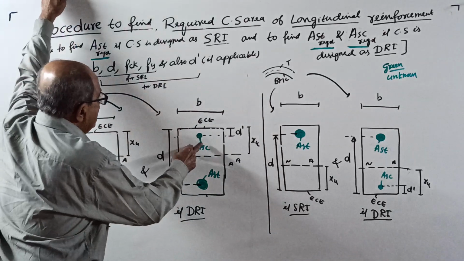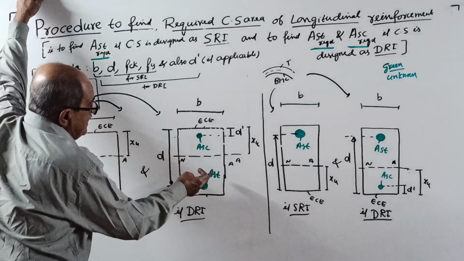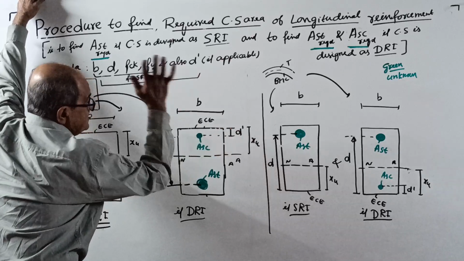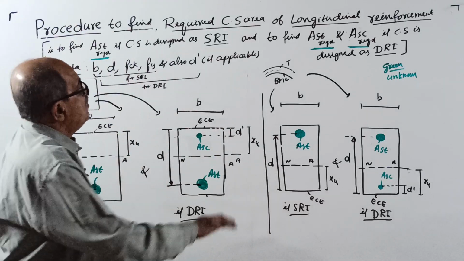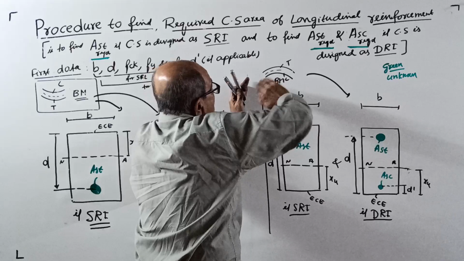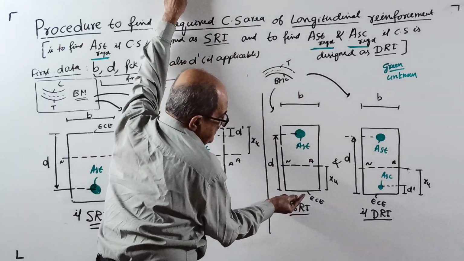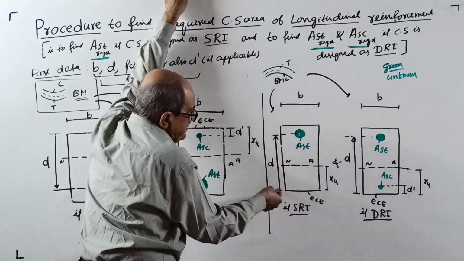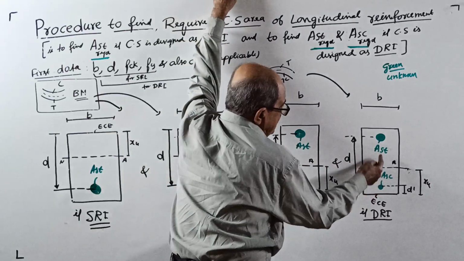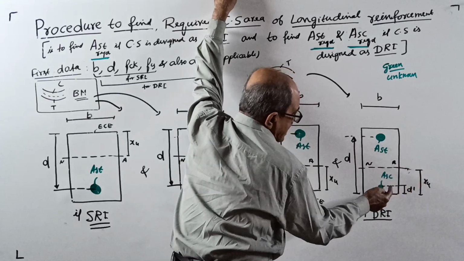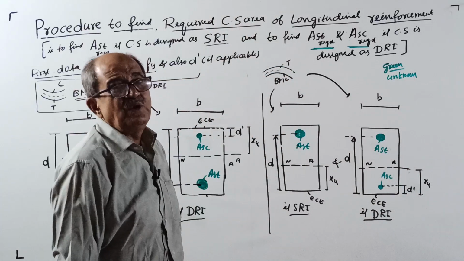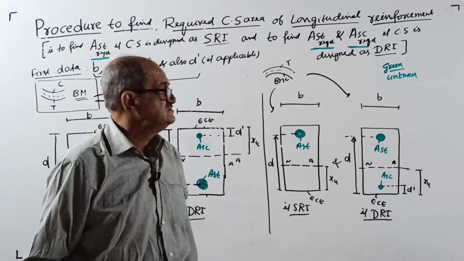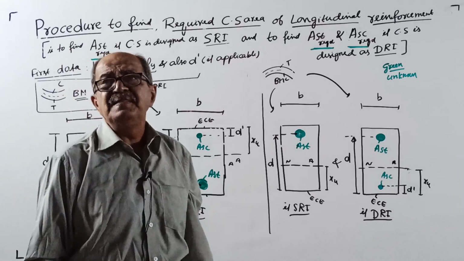If doubly, all that in singly will repeat. Once again AST, everything same, but extra D dash from here. Or if the BM is hogging, top tension, bottom compression, this is the extreme compression edge. Singly means only AST here, this is D, this is XU. Doubly means AST at D, XU as usual and D dash. These are the requirements. When you solve a problem, write the applicable sketch.